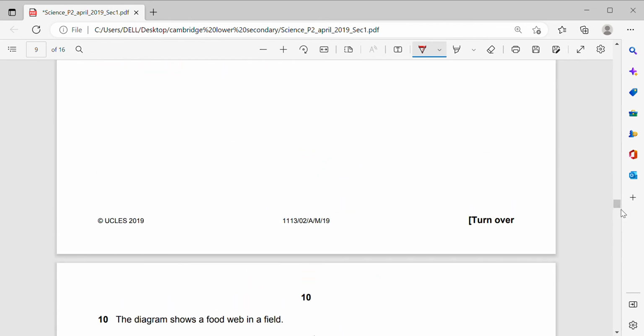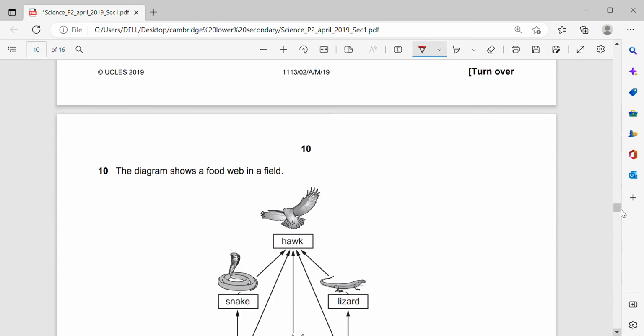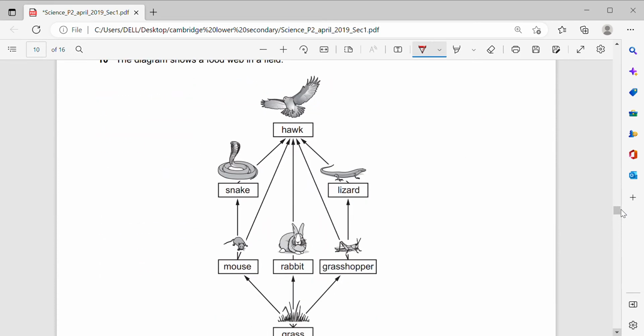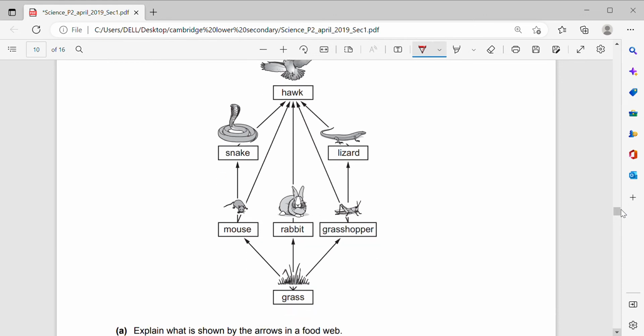The diagram shows a food web in a field. So I have this food web. Okay, what's the question here? Question 1 says: what is shown by the arrows in a food web?